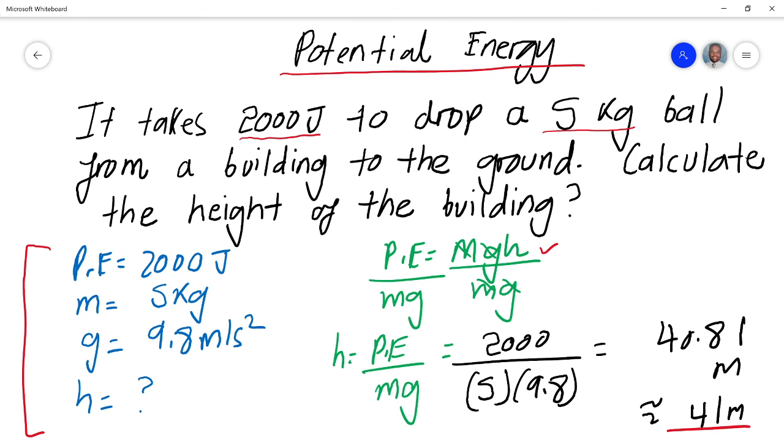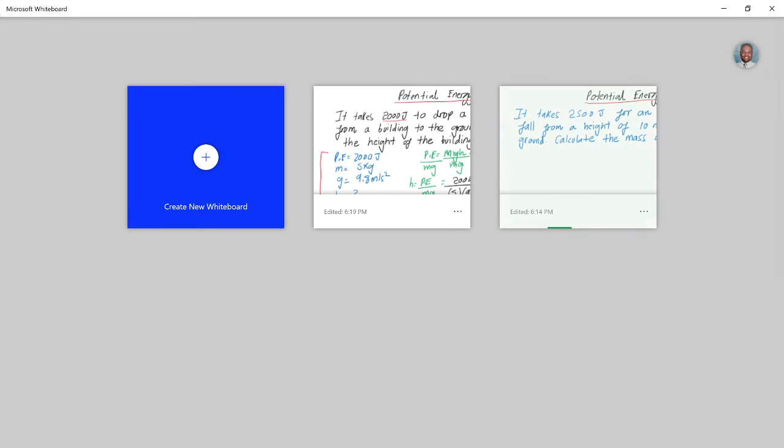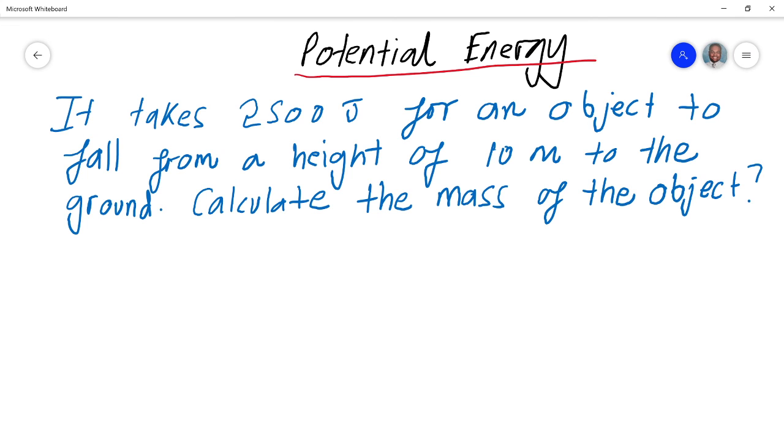All right, let's move on to another question. Okay, let's look at this question here. It takes 2,500 joules for an object to fall from a height of 10 meters to the ground. Calculate the mass of the object. So what information do we have there? 2,500 joules. We've got a height of 10 meters. We need to work out the mass. We know very well that because this object is being dropped from the top of a building to the ground, g is 9.8 meters per second squared.